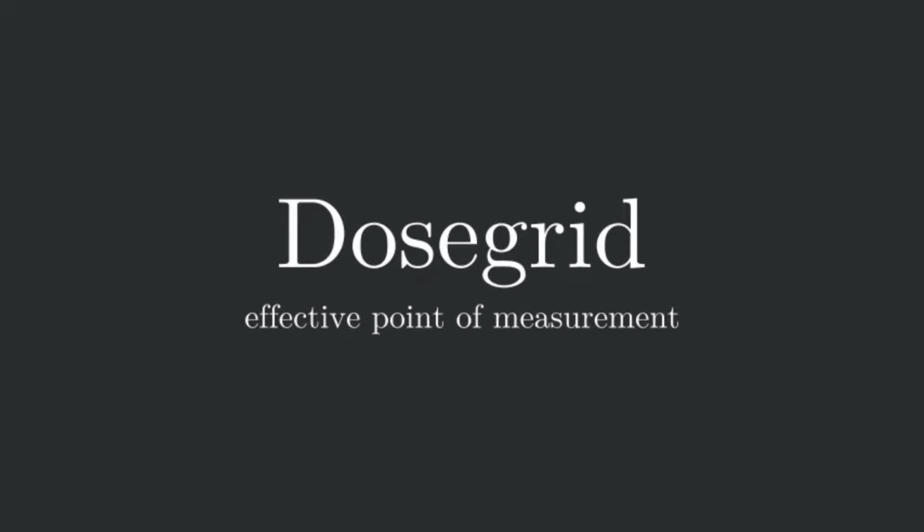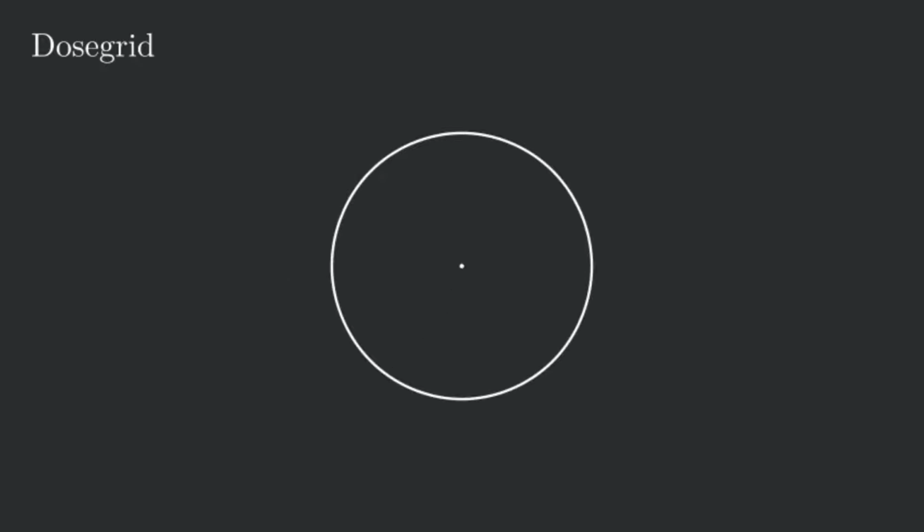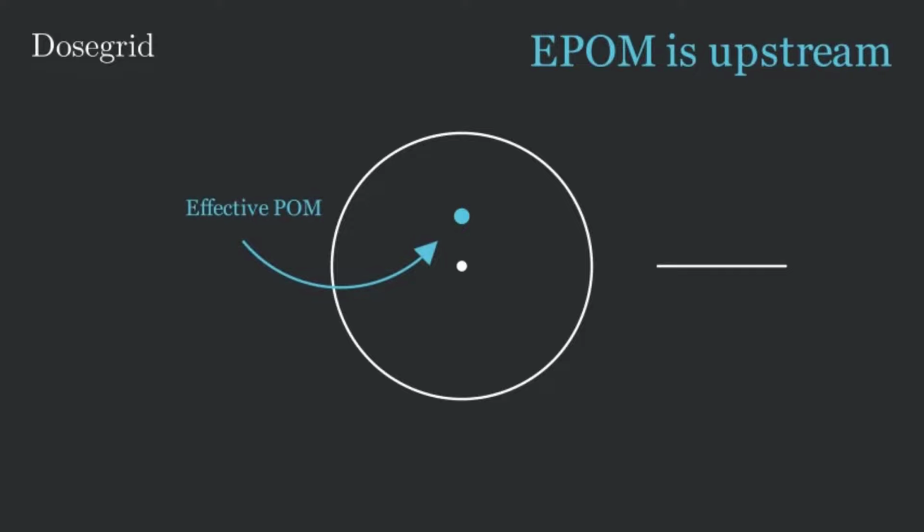Hi, let's talk about the effective point of measurement. This topic confuses a lot of people. It all comes down to how we align our chamber at some depth, represented here by a line. The center of the chamber, or the electrode, is called the point of measurement. What TG-51 calls the effective point of measurement is located above or upstream.